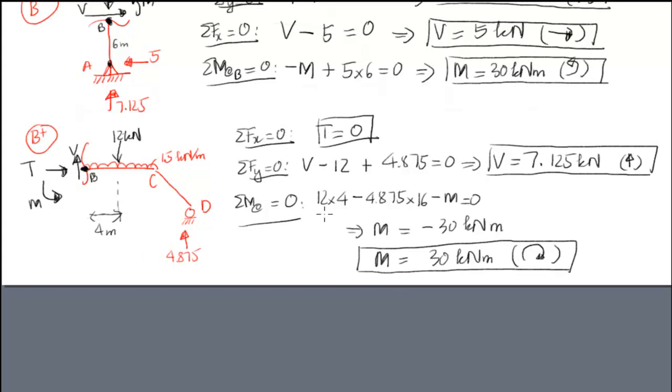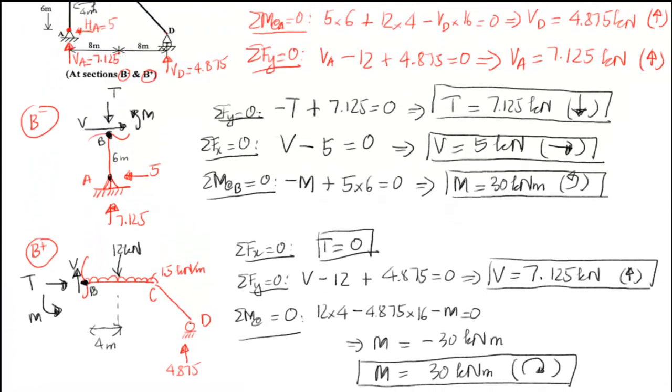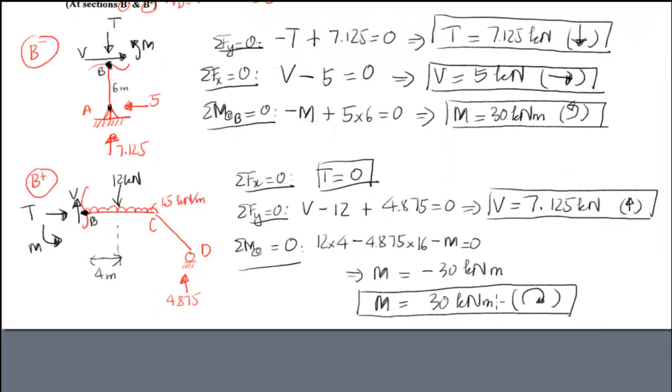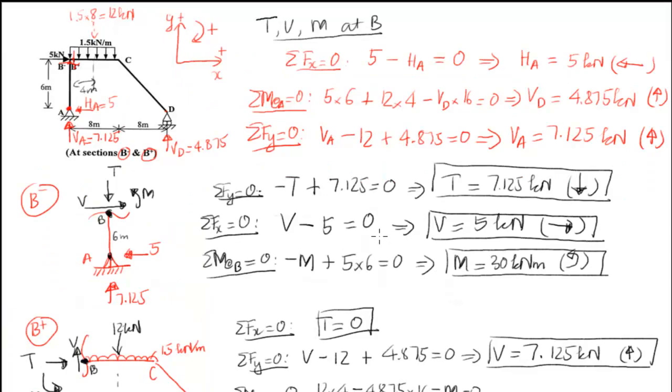Okay, so it's done. You got TVM for the negative B section, and you got TVM for the positive B section, and that's it. That's how we solve this problem, and I'm pretty sure if you go like this, you will get it right for this problem. Okay, so that's it.